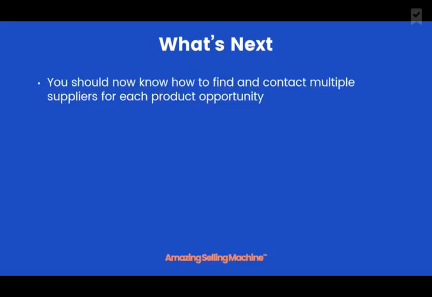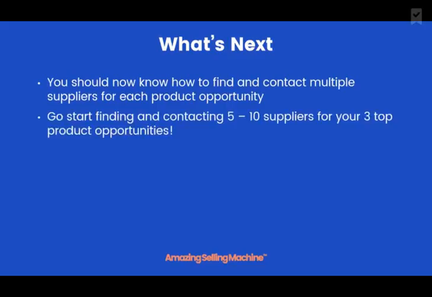So now you know exactly how to find and contact multiple suppliers for each product opportunity, whether locally and domestically by using Google, but more than likely using Alibaba to take advantage of the millions of products that are available from anywhere in the world. So right now, I want you to go out there and start finding and contacting at least 5 to 10 suppliers for your 3 top product opportunities.